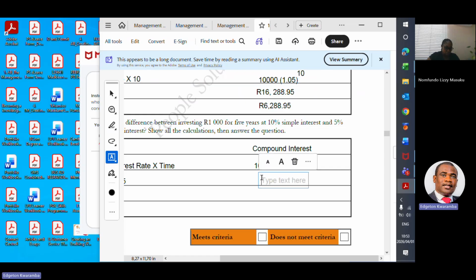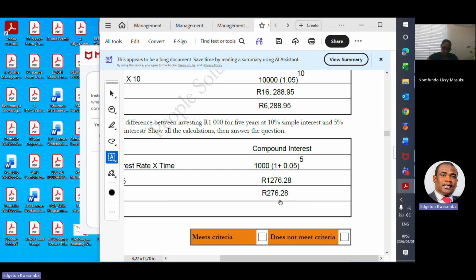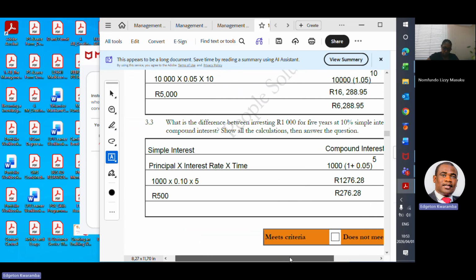1,276.28. Let's correct that amount. So it's 1,276.28. Okay, perfect. But you remember, this one gives us the full amount, including the money that we invested. So it means the real interest is 276.28.